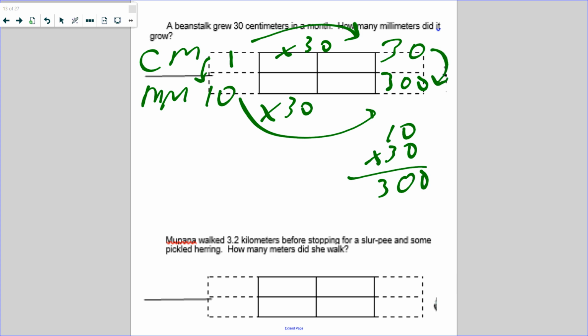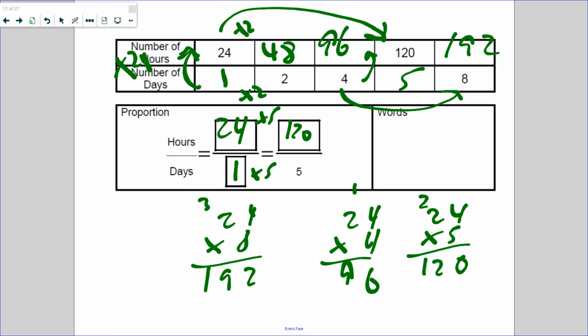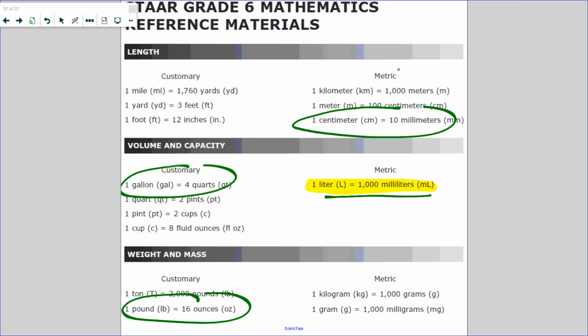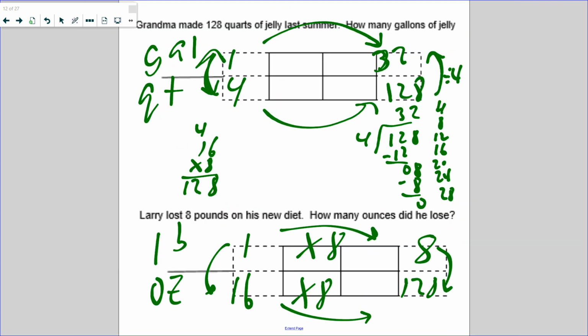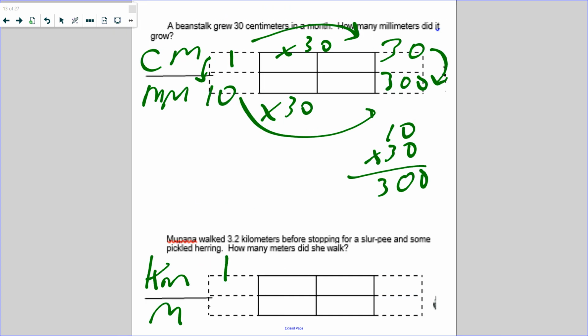And the last one. Monana walked 3.2 kilometers before stopping for a Slurpee and some pickled herring. Ew. How many meters did she walk? Let's look for kilometers and meters. Oh, it's right here. Every kilometer, there are 1,000 meters. So 1 kilometer has 1,000 meters. So where would you put 3.2 kilometers? Up here. So what is the relationship between 1 kilometer to 3.2? What's the scale factor? Times 3.2.